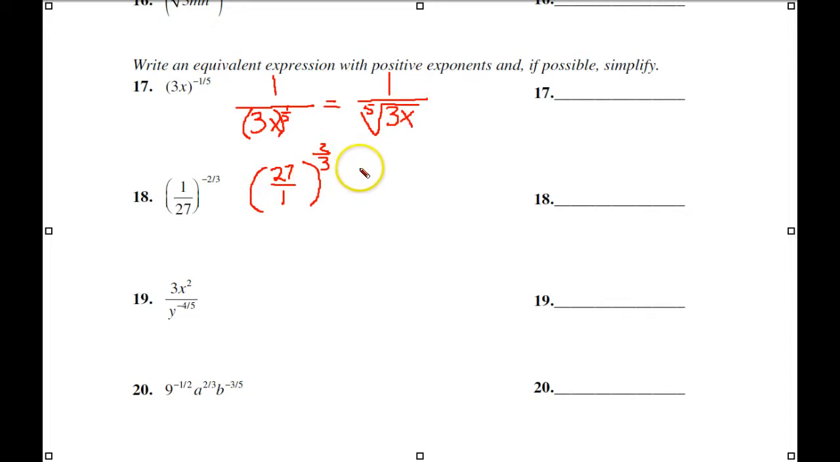And this will be the third root of 27 raised to the second power. So the third root of 27 is 3. 3 squared is 9.